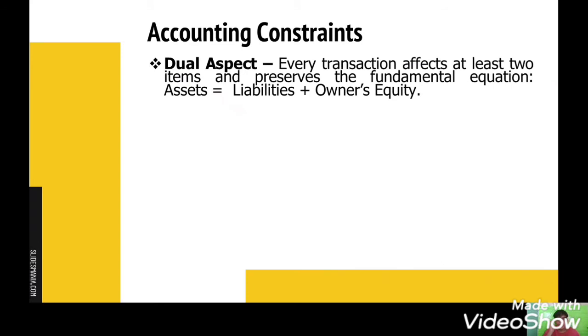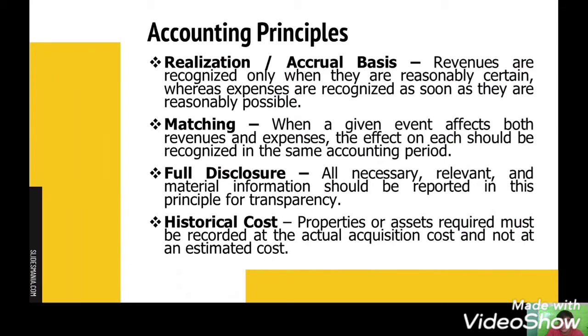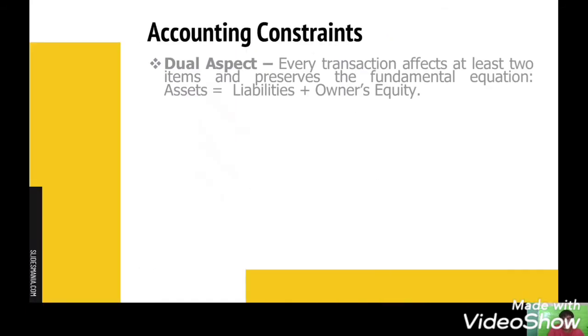And last is the accounting constraints. You have the dual aspect. So every transaction affects at least two items and preserves the fundamental equation wherein assets equals liabilities plus owner's equity. So this is the basic accounting equation which will be discussed on the next chapter. Materiality. Insignificant events may be disregarded. So material means all that is significant. But there must be full disclosure. So it's like matching. Full disclosure. So they go in tandem.